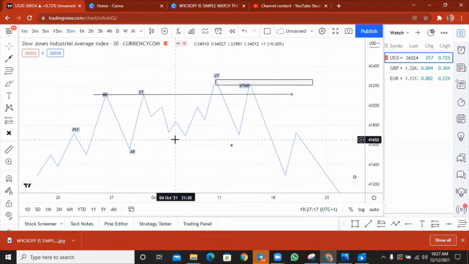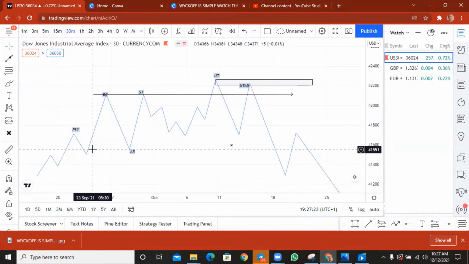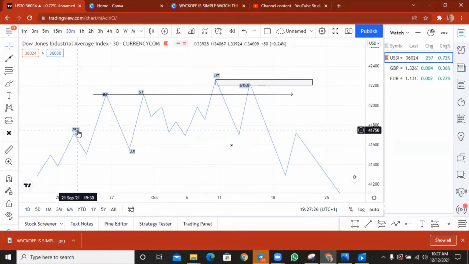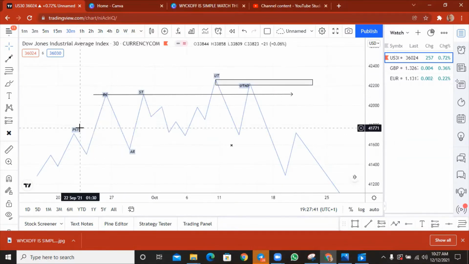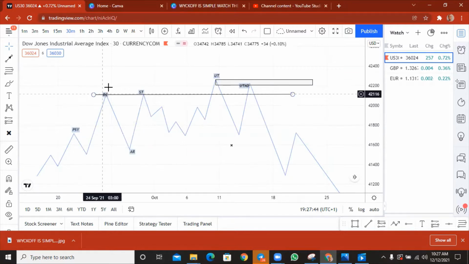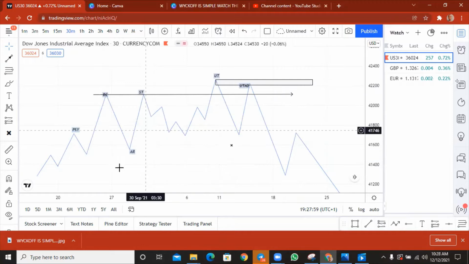So this is a Wyckoff distribution, an uptrend that turns into a downtrend. It normally starts this way. Right here we have the preliminary supply. This is the last point where price pulled back before the buying climax, BC. A climax is like a high point. The buying climax is a very fast move to the upside, but the last high before that fast move is called the preliminary supply. After the buying climax, what happens is the automatic reaction. That's the next big pullback after the buying climax.